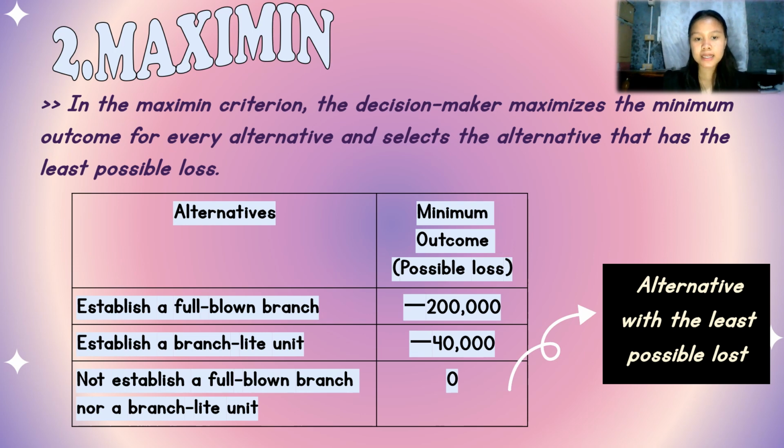Kung titignan natin yung payoff table ni Miss Salvin Bank, alternative 1 has the minimum outcome of 200,000 loss, and alternative 2 has 40,000 loss, and alternative 3 has 0. The alternative that has the least possible loss is alternative 3, which is 0. So, always remember na kapag yung maximin, ang decision maker ay pinipili niya yung alternative na may pinakamababang possible loss.